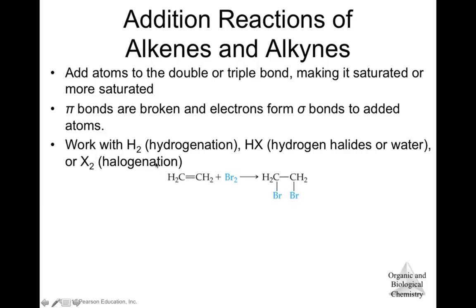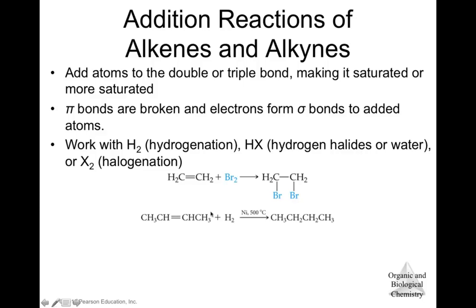The first one is halogenation. We're adding 2 bromines, so we're going to add 1 bromine to each of the carbons that are part of that double bond. Okay, so when we add Br2, we're going to add a bromine here and a bromine here, and this is our addition product for ethene.